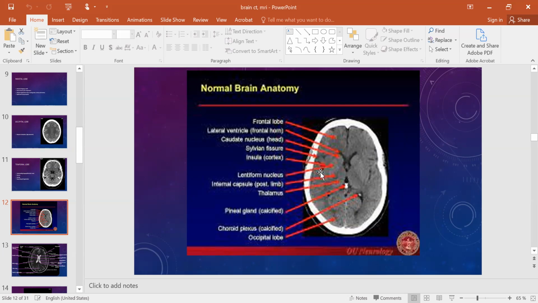Sometimes in the brain, the pineal gland and choroid plexus appear white here. After some age, mostly after 40, there is physiological calcification of these two areas, the pineal gland and choroid plexus, and we don't say that it is a disorder or abnormality. It is normal after some age.